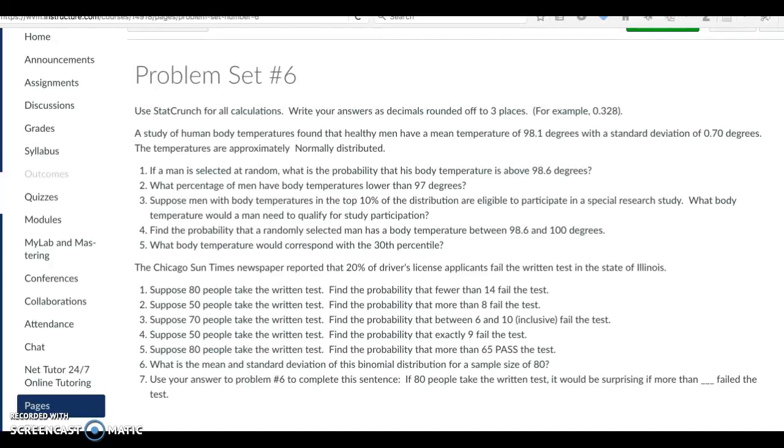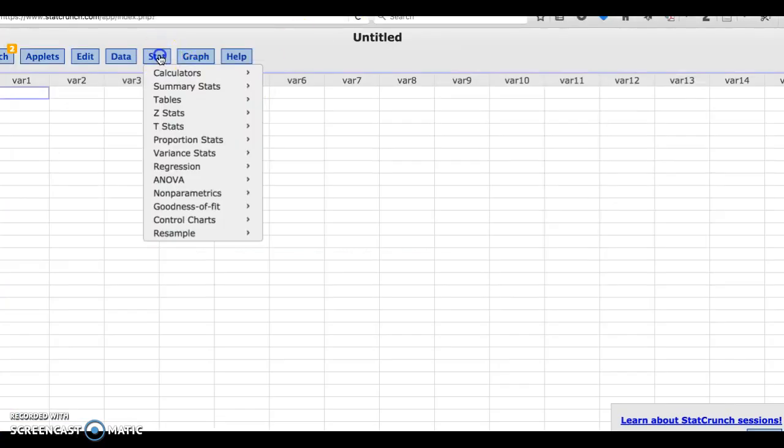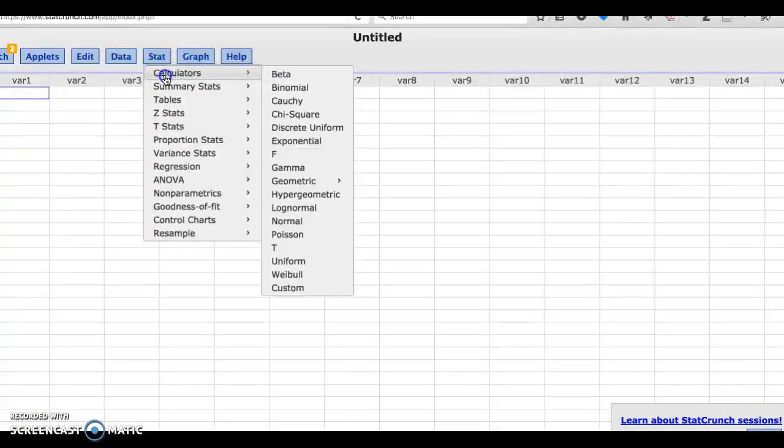I want to show you some of the homework problems, so let's take a look at a few. Let's start with number 3. Suppose men with body temperatures in the top 10% of the distribution are eligible to participate in a special research study. What temperature would a man need to qualify? So let's come to StatCrunch, and we're going to go to Stat Calculator, and this was a normal problem.